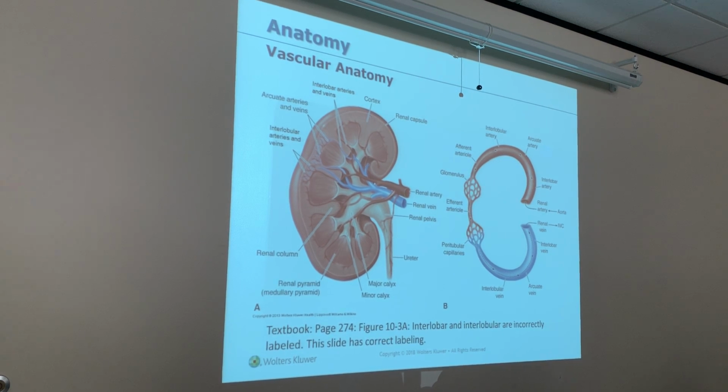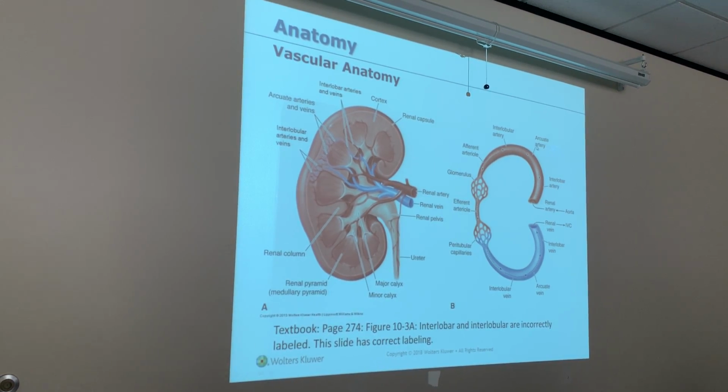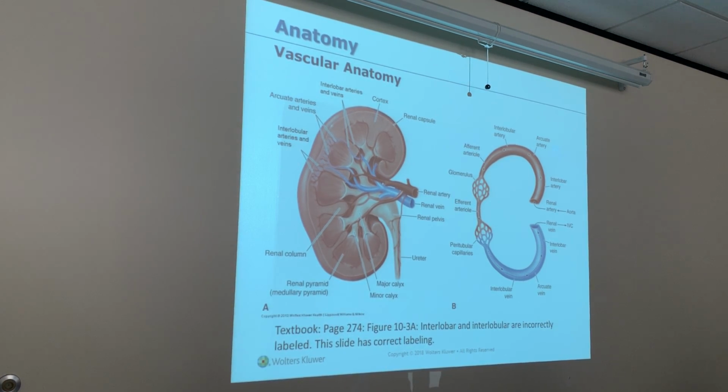Right? Goes into the renal hilum. Goes into interlobar arteries that go into the arcuates. The arcuates sit at the base of the pyramids. It separates the cortex from the medulla. Okay?